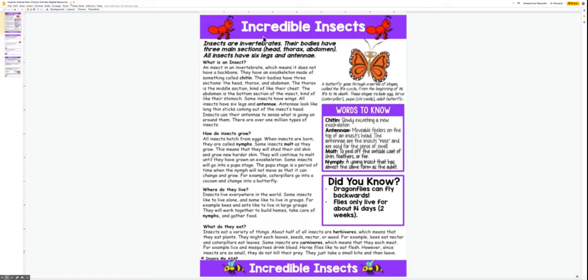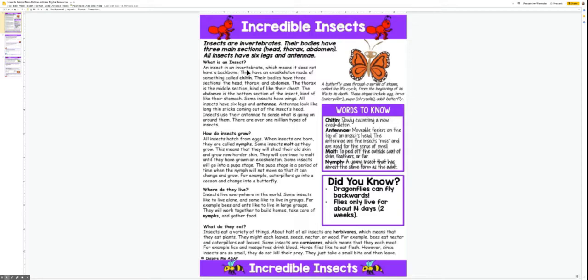Okay, so read with me. Incredible Insects. Insects are invertebrates. Their bodies have three main sections: head, thorax, abdomen. All insects have 6 legs and antennas. So right here, and there's the antennas. So this subheading says, what is an insect?